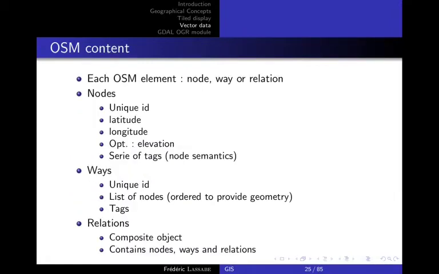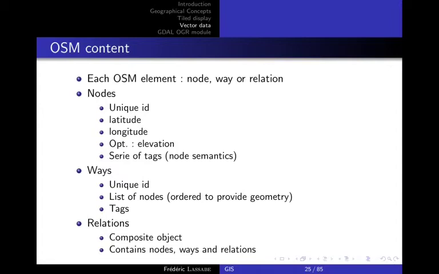In each OpenStreetMap file you have nodes, ways and relations, and each element is one nature only. So nodes have a unique ID, their latitude, their longitude. There is an option to put the elevation, which is the altitude of the point, and a series of tags which provide node semantics. Tags are always a key-value representation, with the key being the type of semantics and the value being its value.